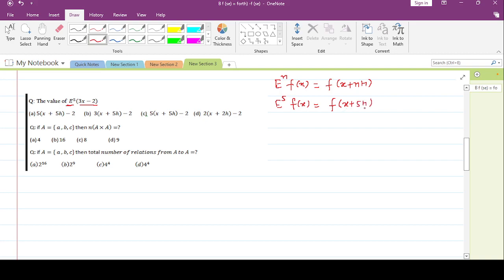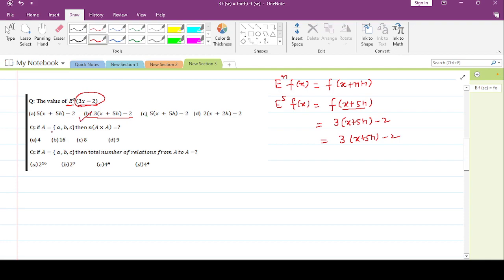So what is f of x plus 5h? It means that in this function you just change your x to x plus 5h. Okay, so I just change it to x plus 5h minus 2. So it is what? It is 3 times x plus 5h minus 2. So which option is correct? This option is correct. B option is correct.